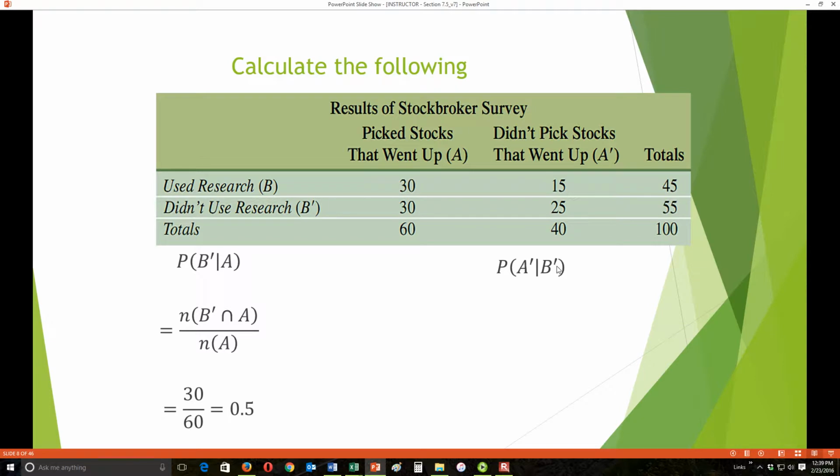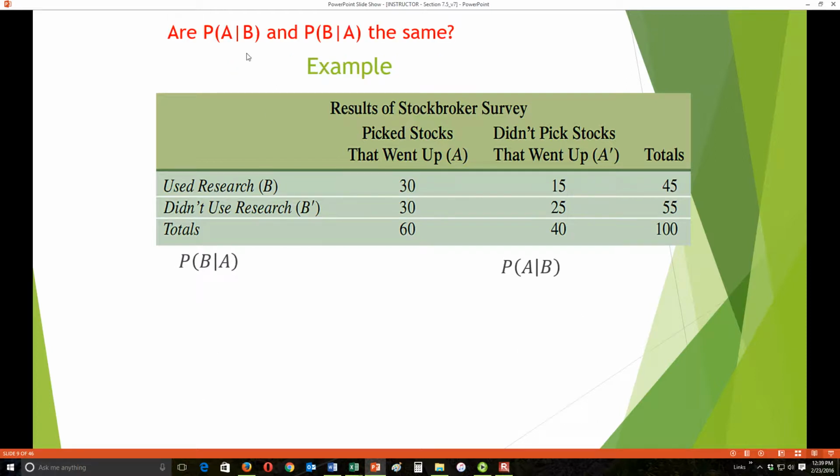Probability of A complement given B complement. Again, this is just the number in their intersection divided by the number in B complement. Realize the intersection is always on top, and the second one you have listed is in the denominator. So the number of A complement intersect B complement, that's the second column, second row, so 25. And the number of B complement is 55, so 0.4545.